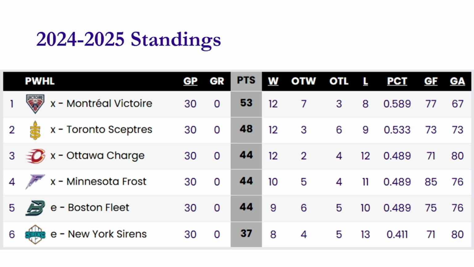So in this case, since the team has played 30 games, they could theoretically earn 90 points if they won every single game. So the points percentage is determined by dividing the points they have earned by that total number of points. So in Montreal's case, it's 53 divided by 90 to get the .589 point percentage they have. The last 2 columns are goals for and goals against. These are the total number of goals scored by a team in a season and the total number of goals they've given up in a season.